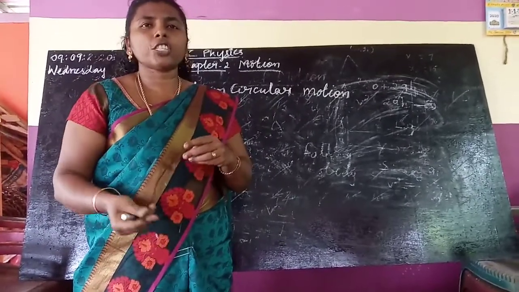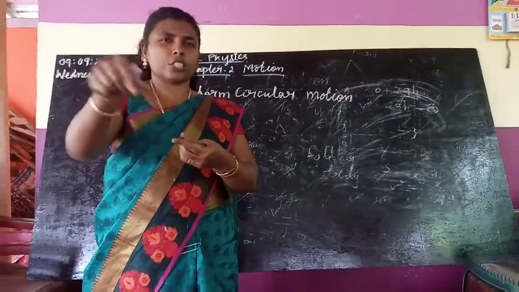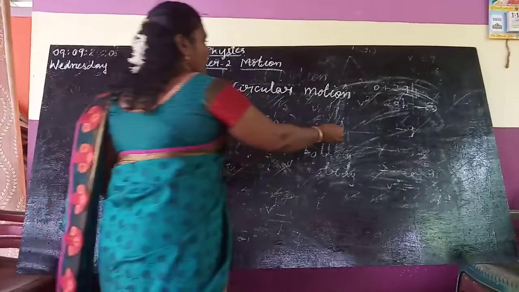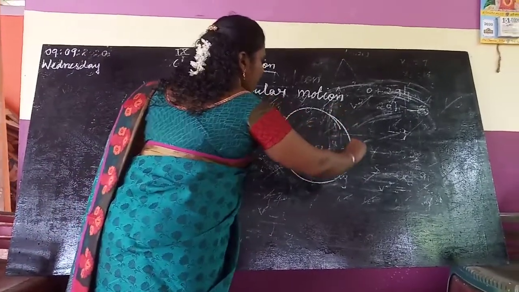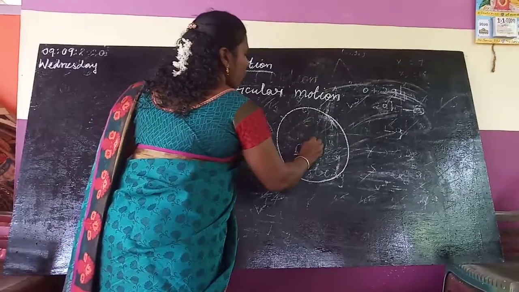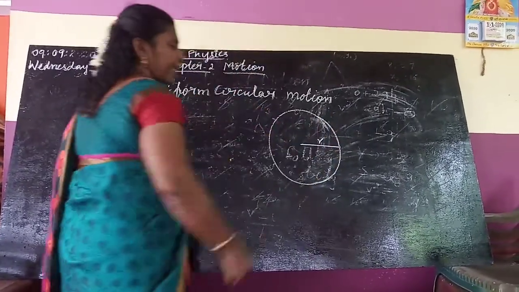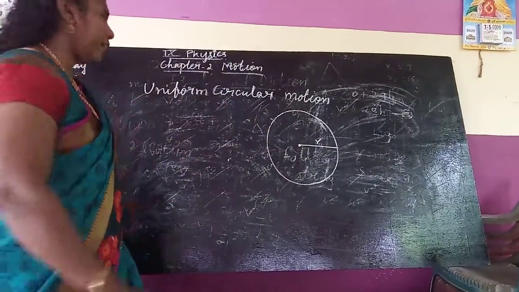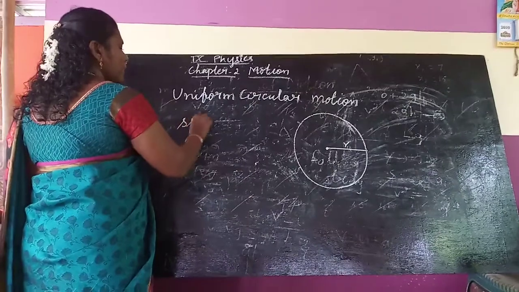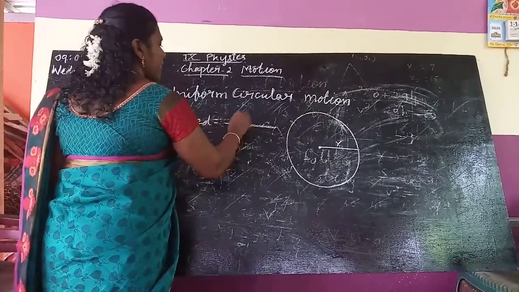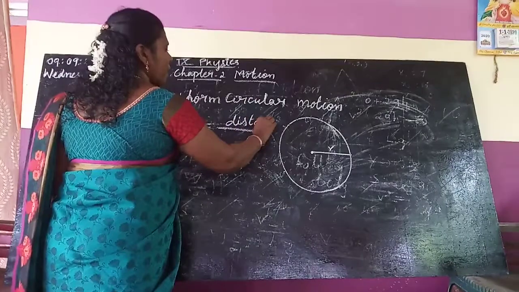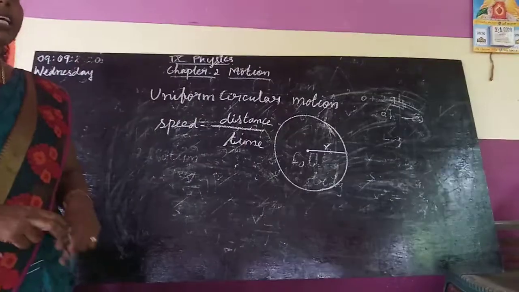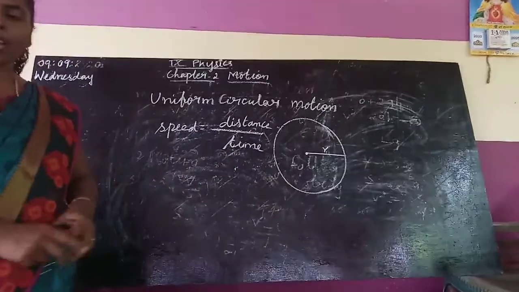If the velocity changes, the direction of the motion will also change. Now, see, suppose this is the uniform circular motion, and let us consider the radius. Now we have to find the speed of the object. What is the formula for speed? Speed equals distance divided by time. Already we have learned it: distance divided by time is the formula for speed.